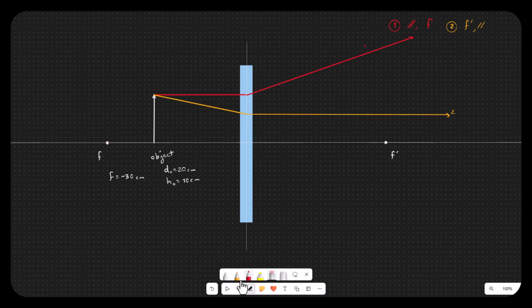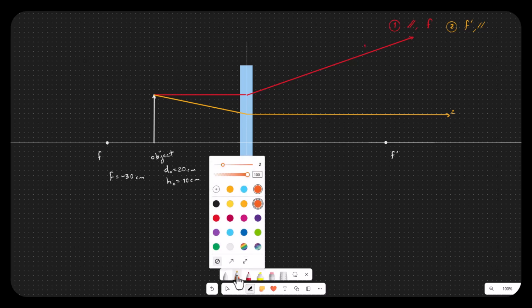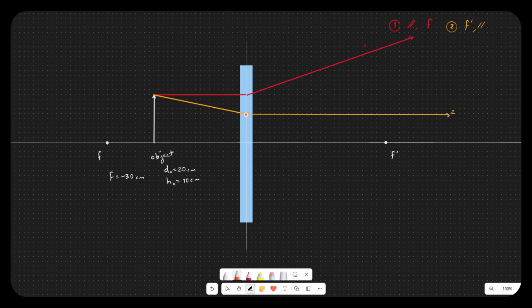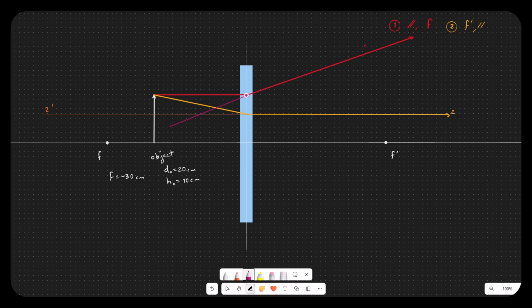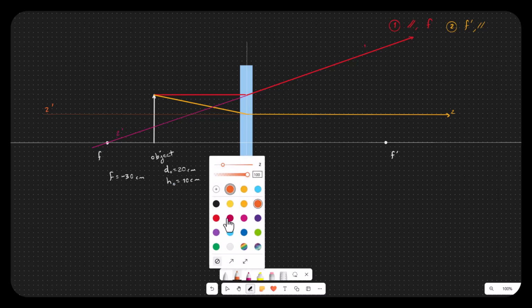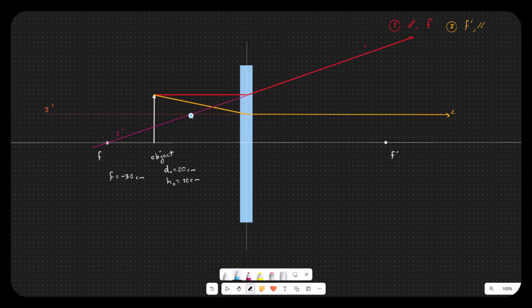Those rays are clearly not going to cross, so I'm going to have to start tracing things back. Ray 2 I can trace back, and that's going to look like that. That is my 2 prime, and ray 1 I trace back, and I'm always tracing back the part that exits the lens. So I'm not tracing the left side stuff back, I'm tracing the right side stuff back. That's my 2 prime. Those cross at this location, so that is my image location.